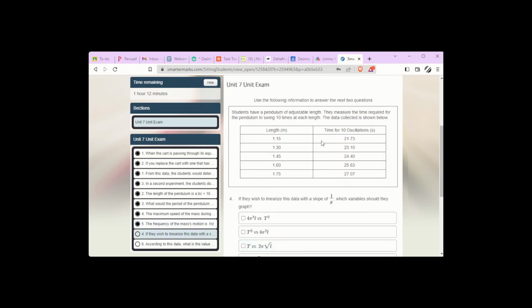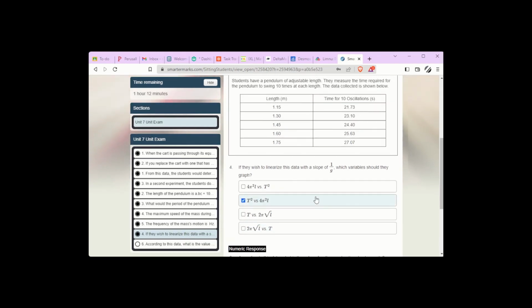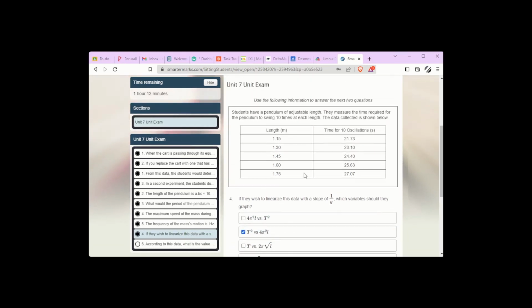Now, our data analysis prompt. So we have our length and we have our time for 10 oscillations. We want a slope of 1 over g. That's the reciprocal of the one we used in the lab. That's going to be t squared over 4 pi squared L. Now, what's the value of g, the acceleration due to gravity? This is the one that unfortunately the entire class struggled with. That's the question that nobody got quite correct.